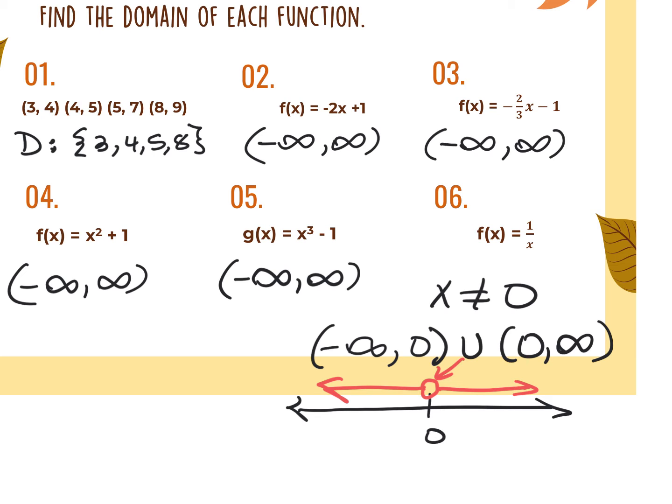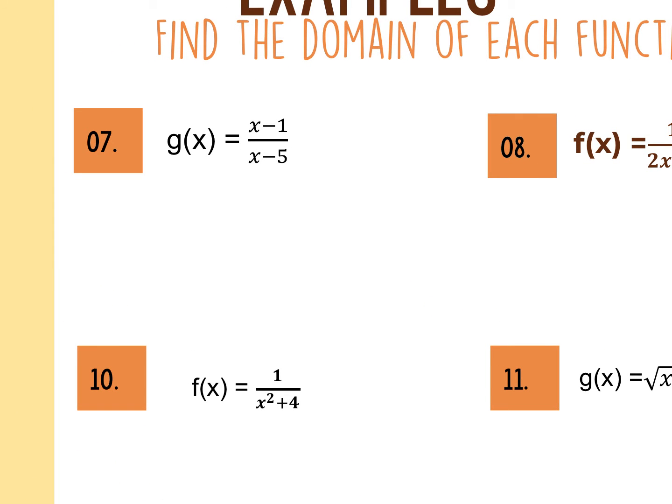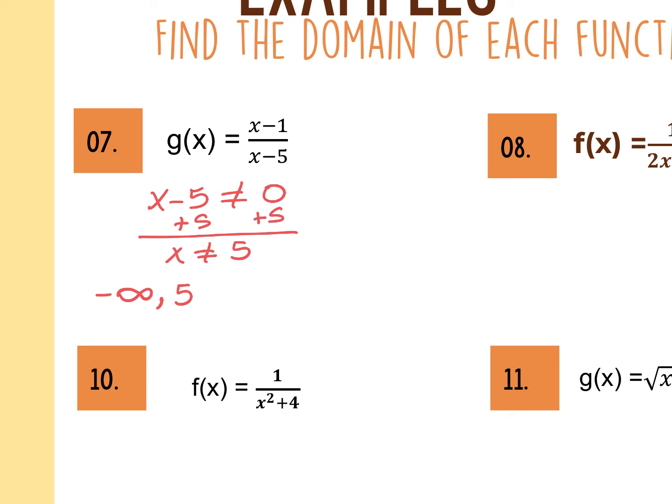Let's try the next one. We got another fraction, but this time we've got an expression in the denominator. So we got to figure out what number x cannot be, and the way that we find that is setting the denominator not equal to 0. I'm going to solve for x. X cannot equal 5. So it's all real numbers except for positive 5. And again, I got to write it in interval notation. So from negative infinity up to positive 5, and then it stops and jumps over 5, and then it starts up again.